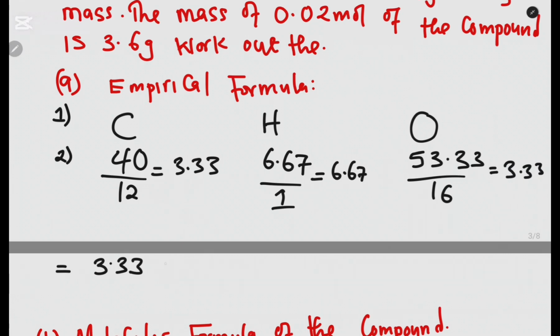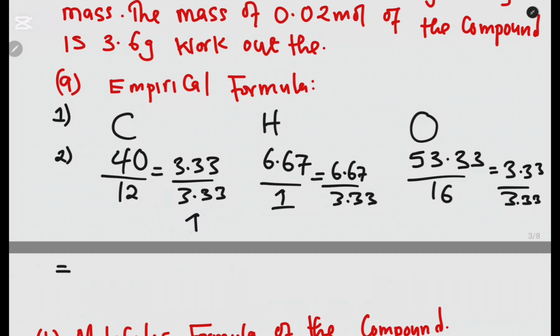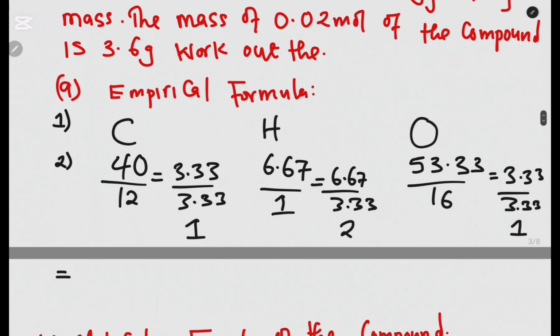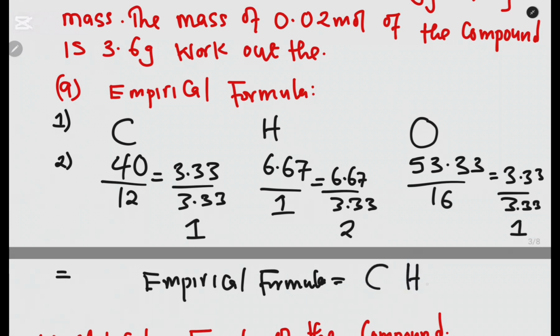Here, the smallest one is 3.33, so we are going to divide each by 3.33. What are we going to have? Here we are going to have 1. Here, automatically, this is 2. Then here we are going to have 1. Now we are writing the empirical formula. Empirical formula equals how many carbons? Carbon is just 1, hydrogen 2, then oxygen is just 1. So it is going to be like this.